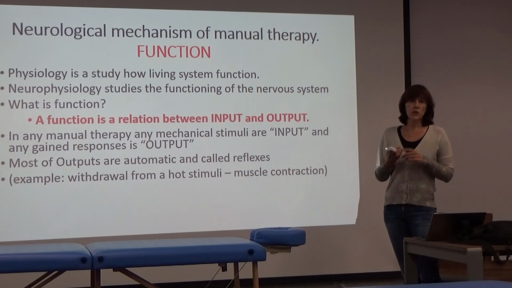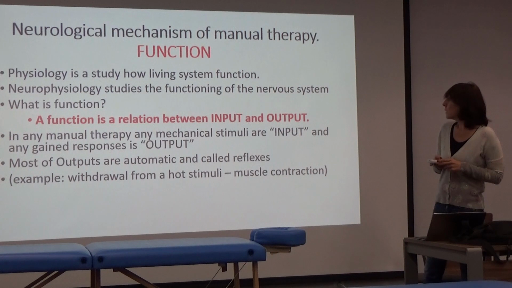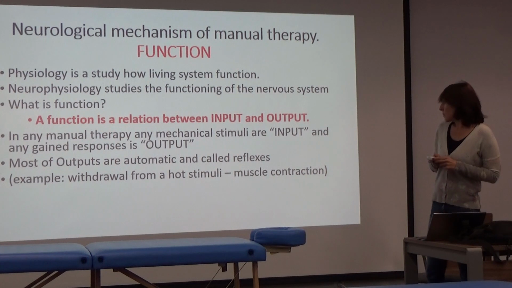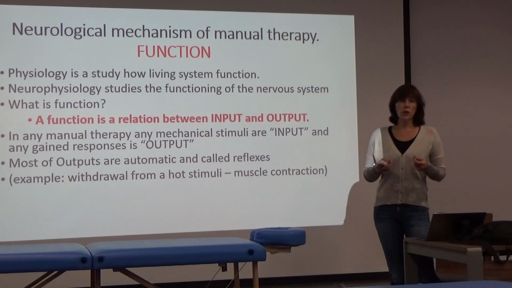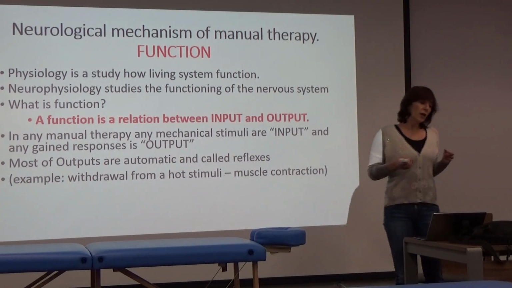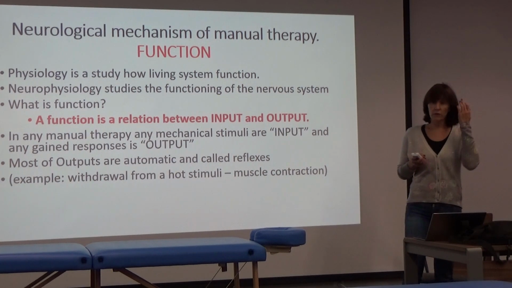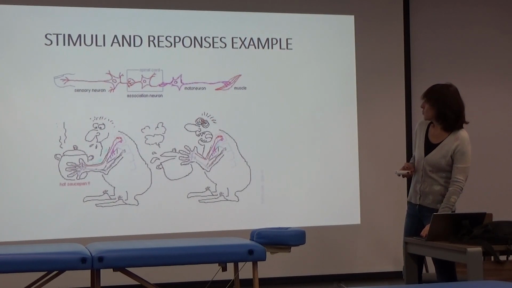What are responses? The skin can go red, the range of motion could decrease or could increase, the person can have some sympathetic reaction, complaints of pain, discomfort, whatever. All of those things, they're outputs. Most of the outputs are automatic and they're called reflexes. For example, if we touch something hot, we withdraw immediately. We have the muscle activity which withdraws us from the dangerous source before we can even consciously process this information. And this is an example of withdrawal reflex.